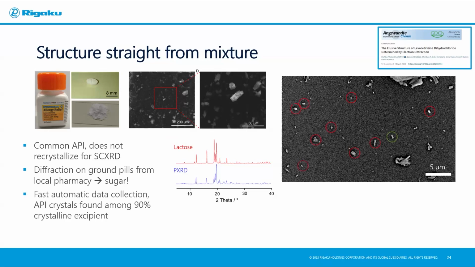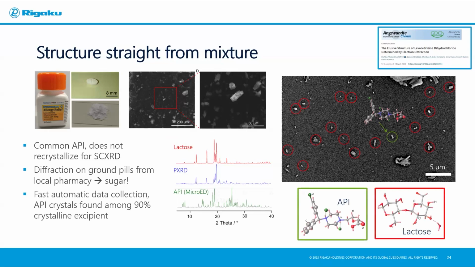But then again, in ED, you don't care. You just search for the needle in the hay manually or automatically, and then eventually you just will find the API. And then in a very straightforward manner, we could determine the structure for it for the first time, including the absolute configuration. I'm not showing this here, but here is again one case where we just use this dynamical refinement to confidently get out the absolute structure.